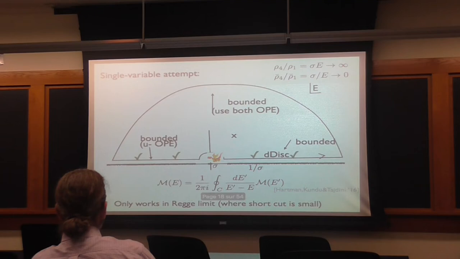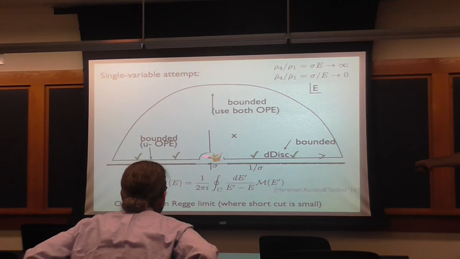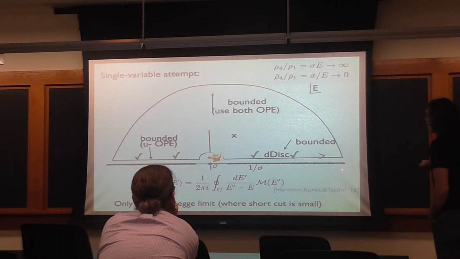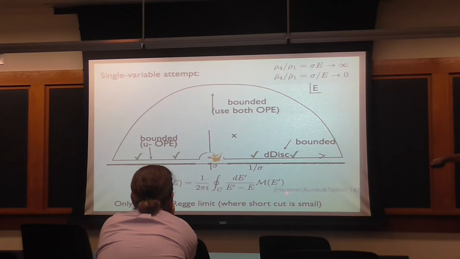So the idea is to try to derive a dispersion relation in which you construct the full correlator from its double discontinuity. And people have tried, so Armand, Kundu and Tajini. They probed the ANEC, they tried to generalize it a bit, tried to get the OPE data for other operators, tried to derive some dispersion relation by playing this exact same contour argument as that.